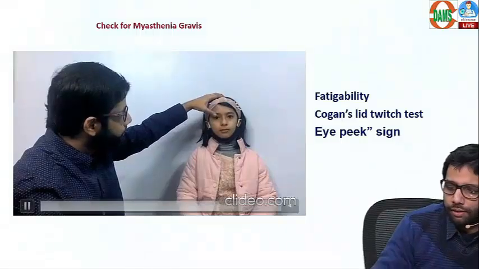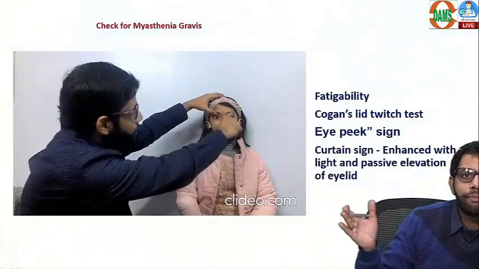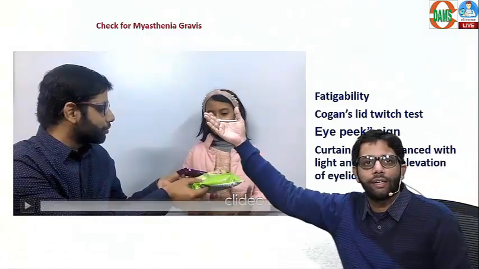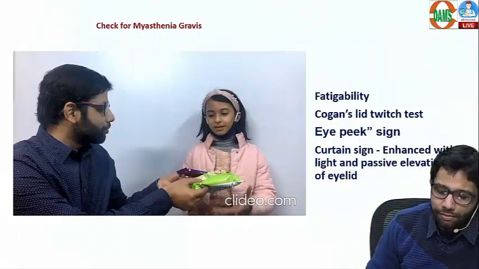And the curtain sign is the same as the increased innervation test. You elevate the ptotic eyelid and look for drooping of the other eyelid. That is the curtain sign in myasthenia gravis.